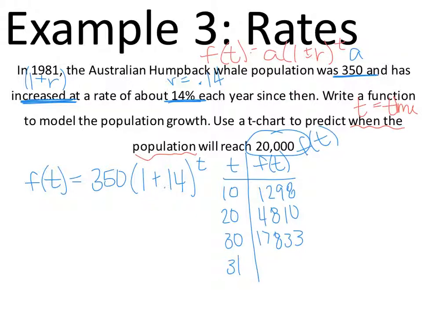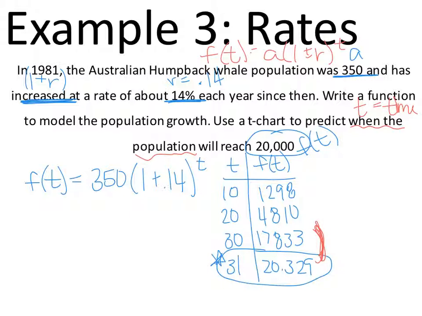So when I plug 31 into my equation for t, my answer is 20,329. This does get me above my 20,000 population. So this is actually going to be my answer. And I'm confident in saying 31 is my answer because after 30 years, it didn't quite get to 20,000. So you really want to make sure that you find the numbers on both sides of your goal.